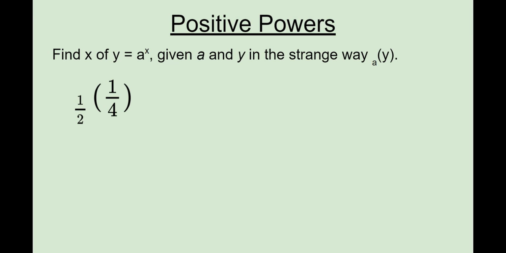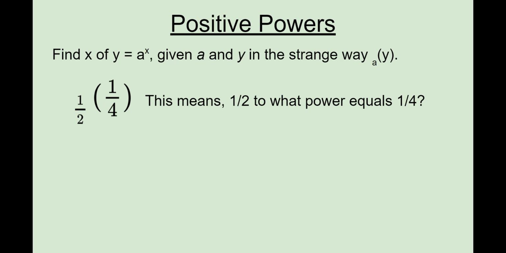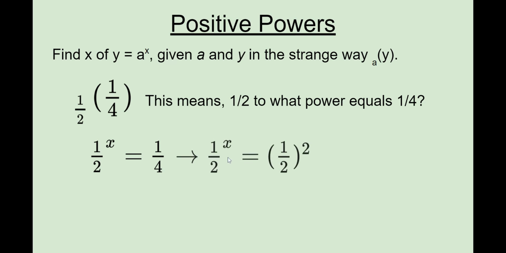Okay? All right. Let's try this one. So I have 1/2 in this weird notation as a subscript, and here's 1/4. So what does this mean? It means 1/2 to what power equals 1/4. So set up our simple exponential. 1/2 to the x, I know what the power is, equals 1/4. Again, get like bases. So I know 4 is 2 squared, so I know that 1/2 squared is 1/4. Right? Because 1 squared is 1 and 2 squared is 4, so 1/2 squared has to be 1/4. And now that I have like bases, 1/2 to the x equals 1/2 to the 2. So x has to equal 2.